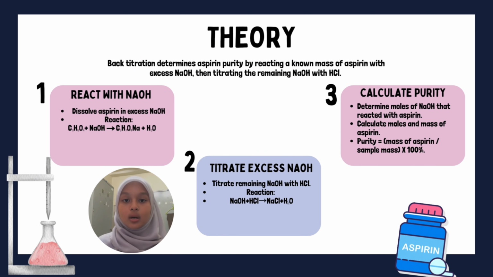Since the reaction between NaOH and aspirin is in a 1:1 molar ratio, the mole of NaOH that reacted corresponds to the mole of aspirin in the sample. Using the molar mass of aspirin, we convert this value to mass and calculate the purity by comparing the mass of aspirin obtained to the original sample mass. Expressed as a percentage, this indirect titration method is valuable for accurately measuring the purity of aspirin, especially when direct titration is impractical.